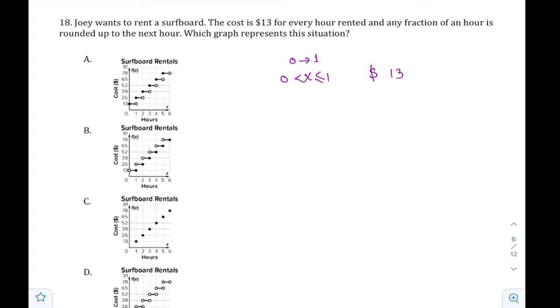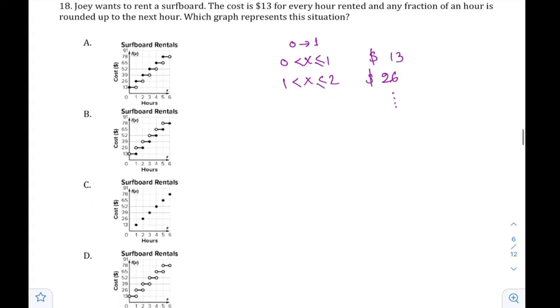If we have 1 hour and 1 minute, 1 hour and a half, so when x exceeds 1 but is less than or equal to 2, then you will pay another $13. So you will pay $26. You will pay 13 for the first hour and 13 for the next hour. And we will continue this way. That means we will have intervals.